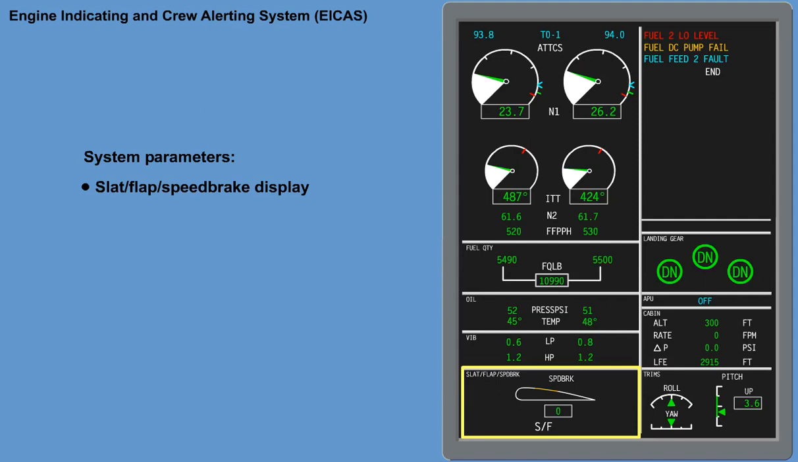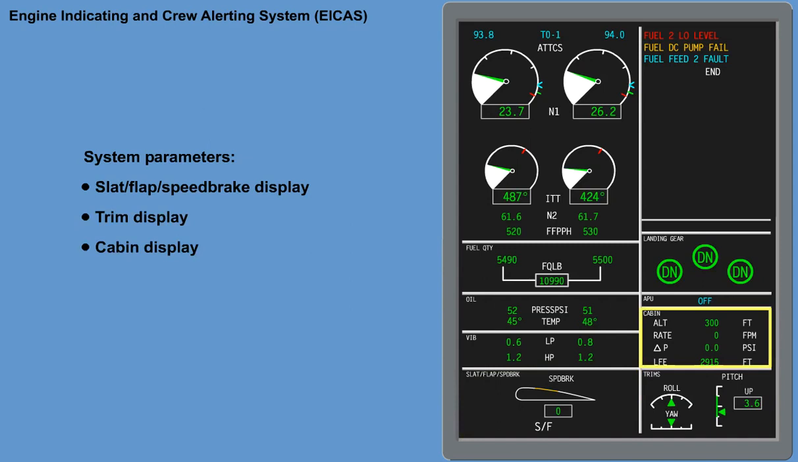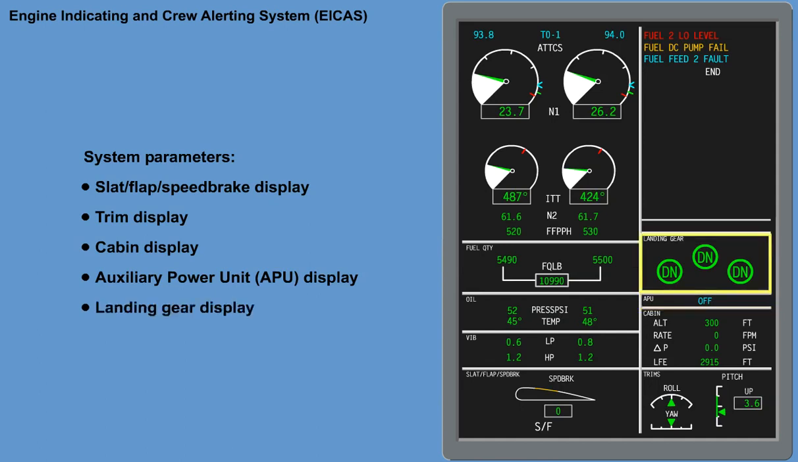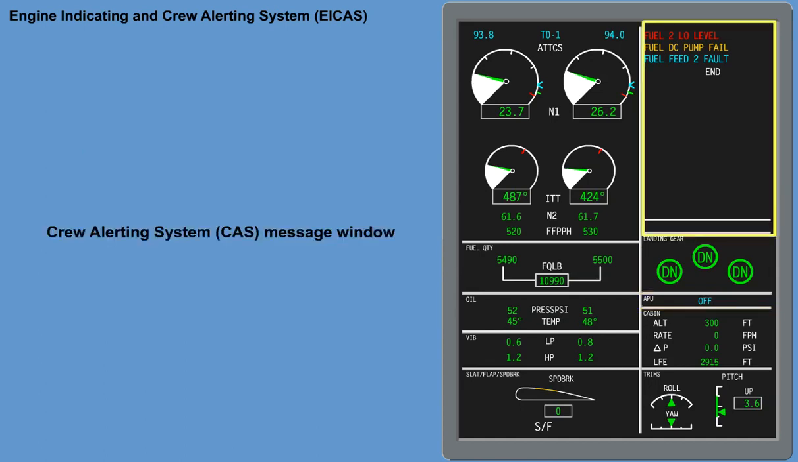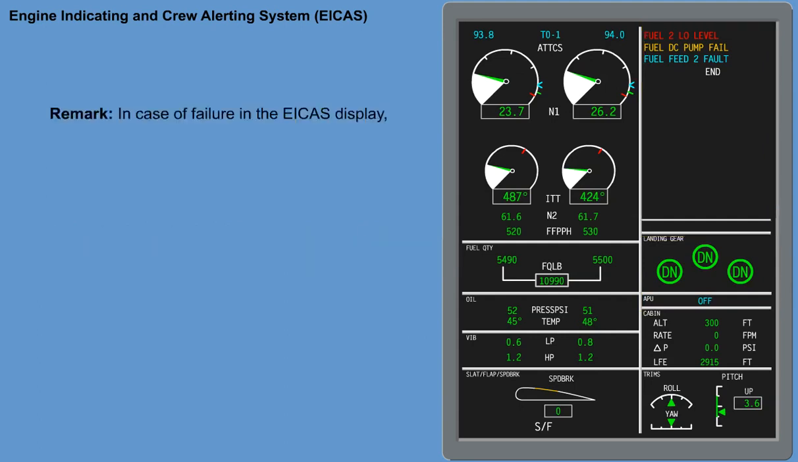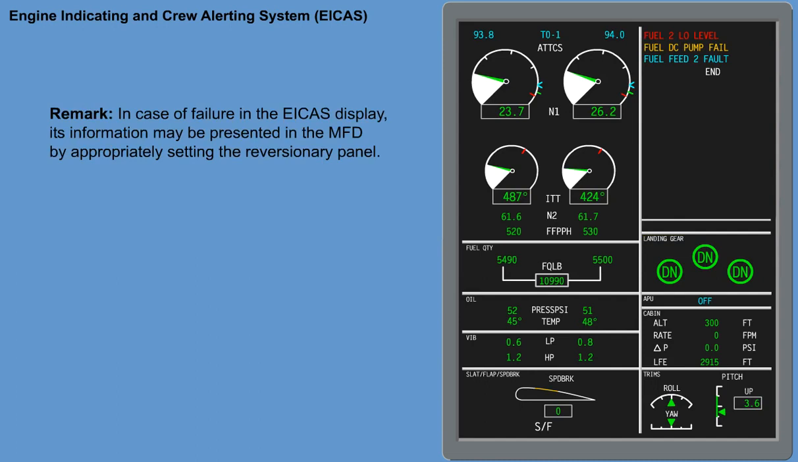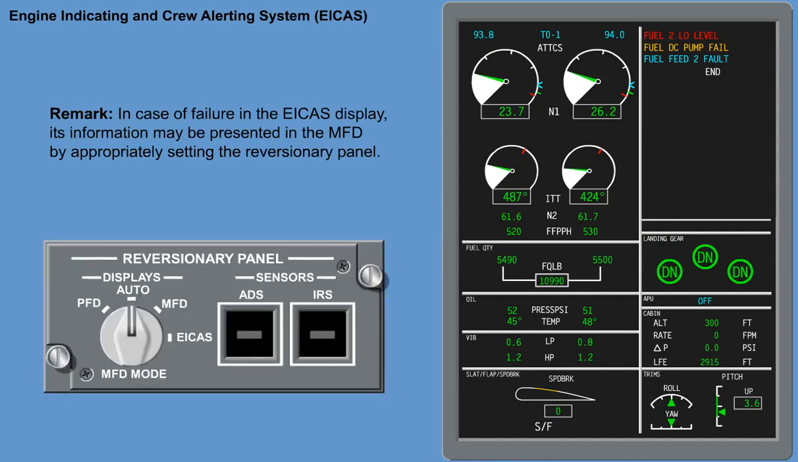There is the slat, flap, speed brake display, the trim display, the cabin display, the auxiliary power unit APU display, and the landing gear display. The Crew Alerting System message window provides the pilots with displayed alerts. Remark: in case of failure in the ICAS display, its information may be presented in the MFD by appropriately setting the reversionary panel.